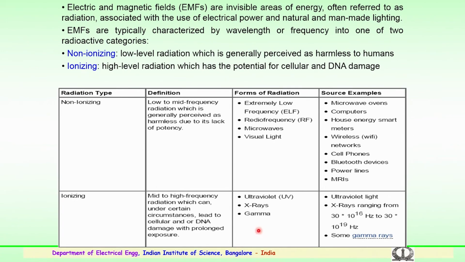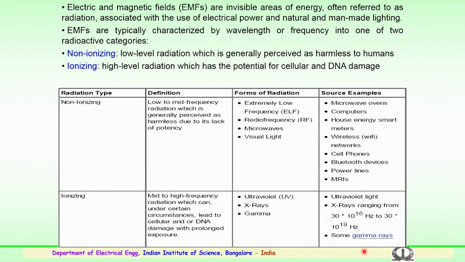So, what are the sources? Normally, the forms of radiation in this category are ultraviolet rays, X-rays or gamma rays. The source examples from where the ionizing type of electromagnetic radiation could occur include long exposure to ultraviolet light, and X-rays, which typically range from 10 to the power of 16 hertz to 10 to the power of 19 hertz.